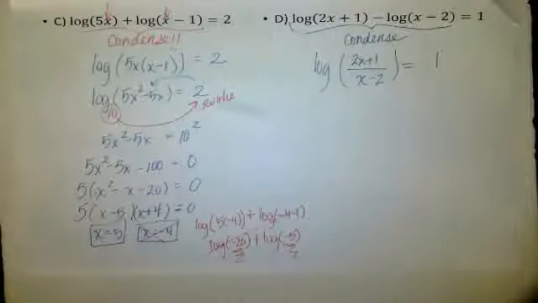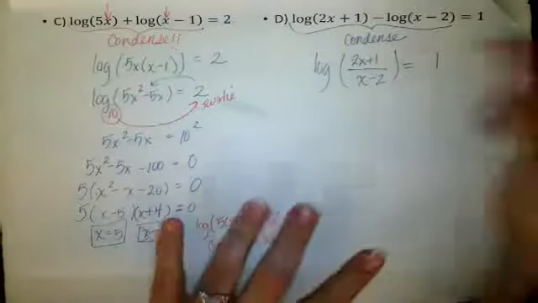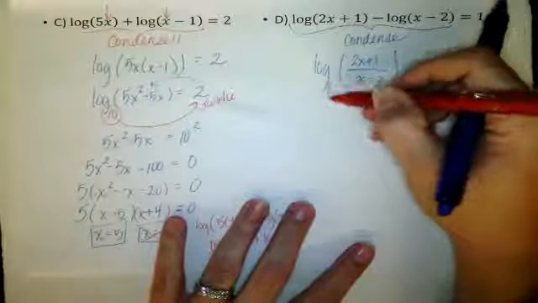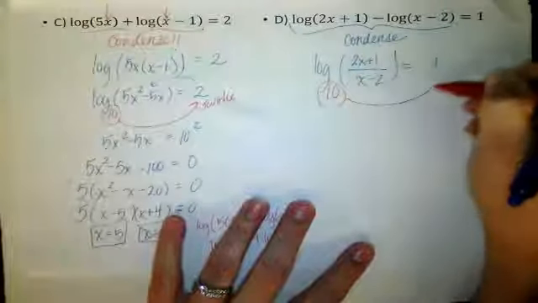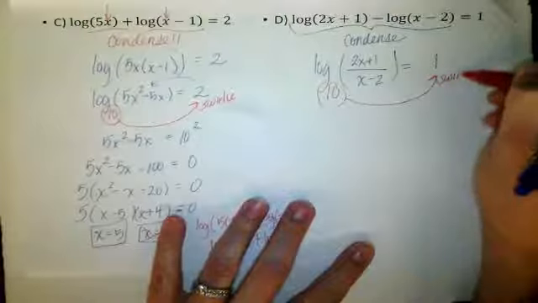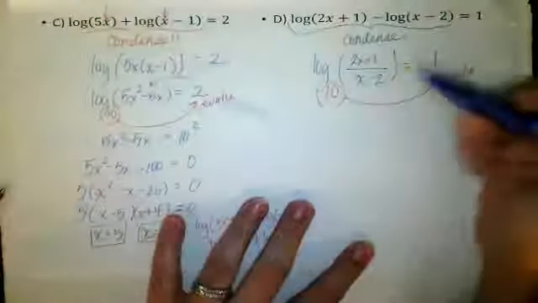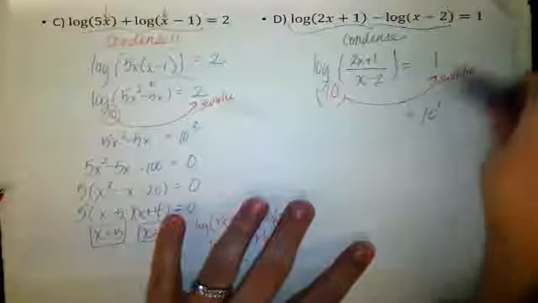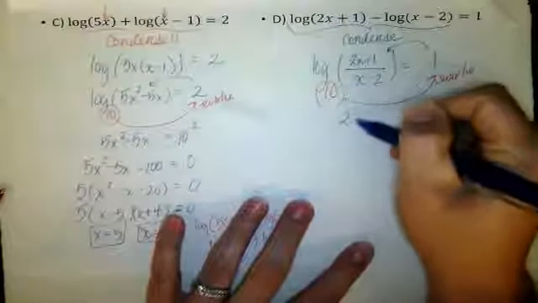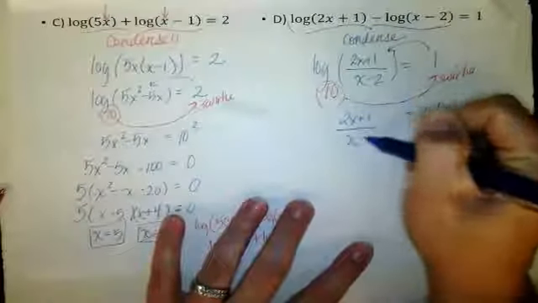How do you drop a log? Swirly. What's my base? All right. So we're going to give that a swirly. So I have 10 to the first equals my argument, which is 2x plus 1 over x minus 2.